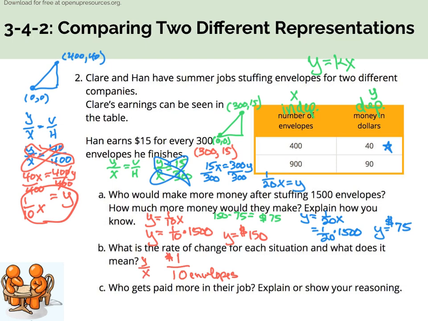And then let's look at Han. Han kind of same scenario as far as labeling it. He gets $1 for every 20 envelopes that he stuffs. And these are what are the rate of change. So who gets paid more in their job? Well, let's kind of look at it. So Claire, she only has to do 10 envelopes and she gets $1. Han has to do 20 envelopes and he only gets $1. So who makes more? Well, Claire actually makes more. And this is kind of the reason why.